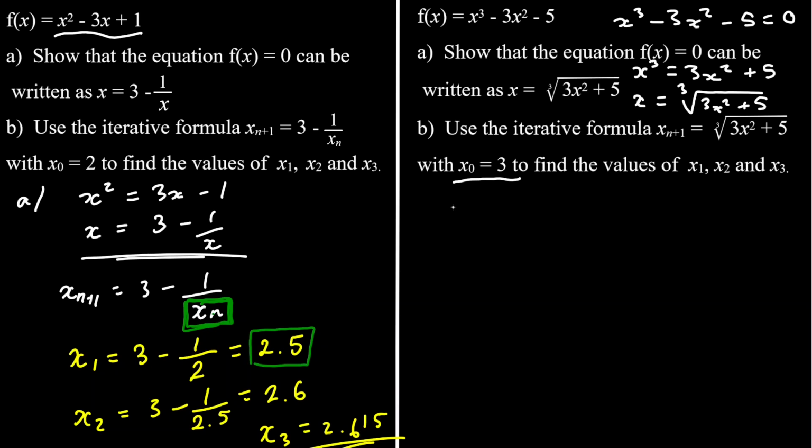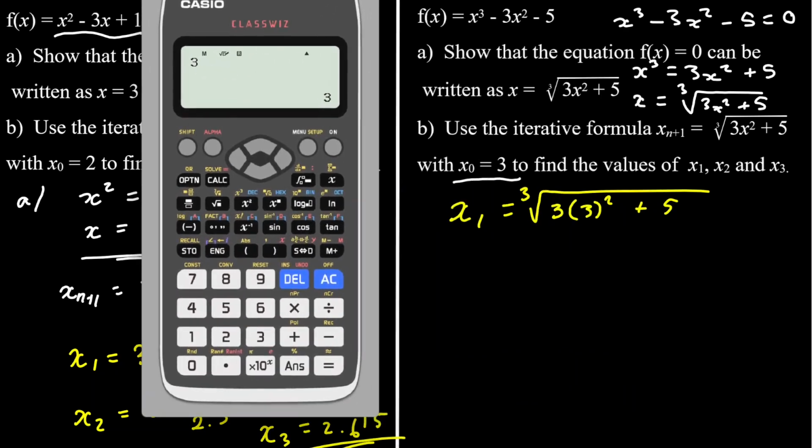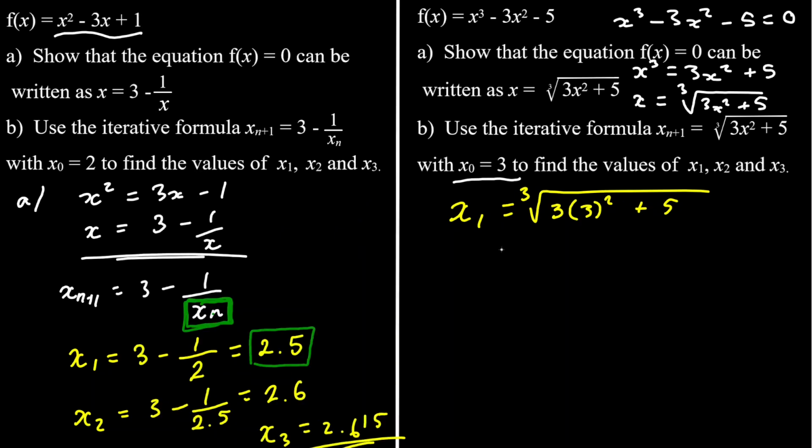So x0 is 3, so x1 is going to be the cube root of 3 times 3 squared plus 5. So that'll be our x1. So we'll just type that into the calculator. I'll press 3 equals, so I can use my answer button, and then cube root 3 times answer squared plus 5. So we're putting 3 in to our iteration formula. We get out 3.17. So x1 is 3.17, and so on.